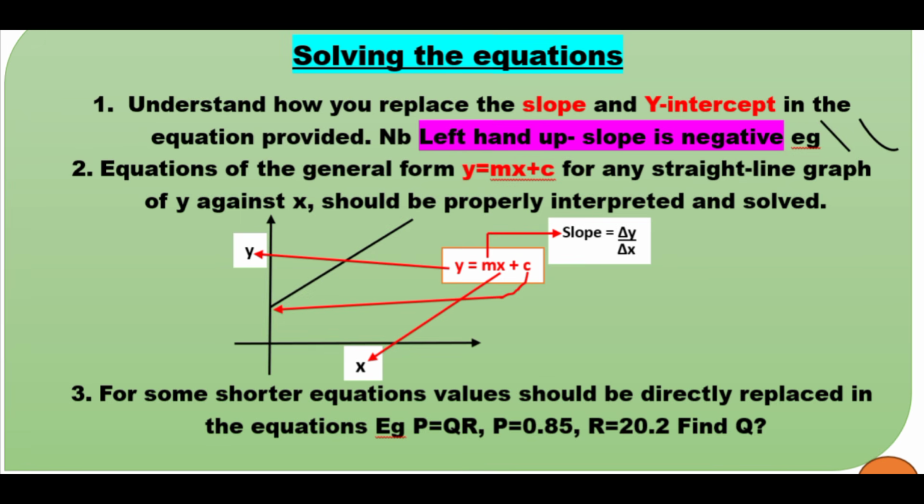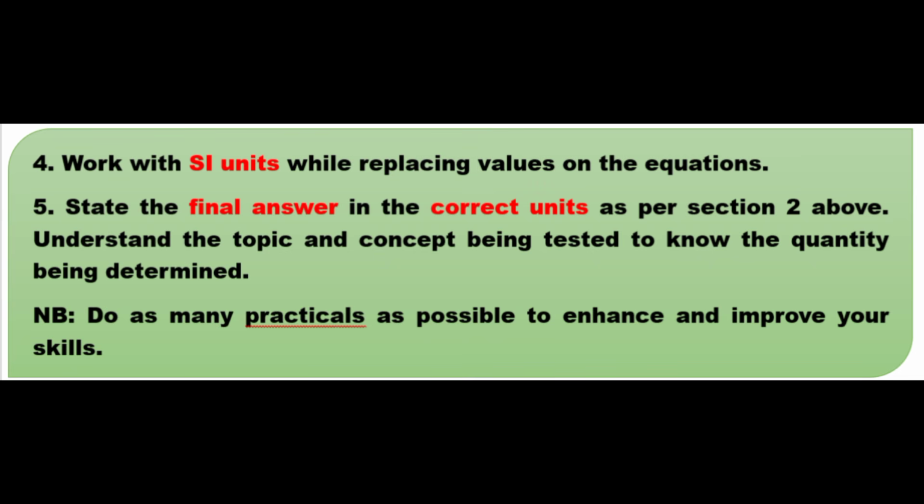Then number 3: for some equations, you just need to replace the values. For example, you can be given an equation P equals QR, where you already have the value of P and the value of R, so you're only looking for Q. For this equation, you don't have to interpret, you just replace the values directly. You replace P with 0.85 and R with 20.2, then you get Q. But when you are replacing, it's important to work with SI units. That's why number 4 is to work with SI units. Again, always work with SI units.